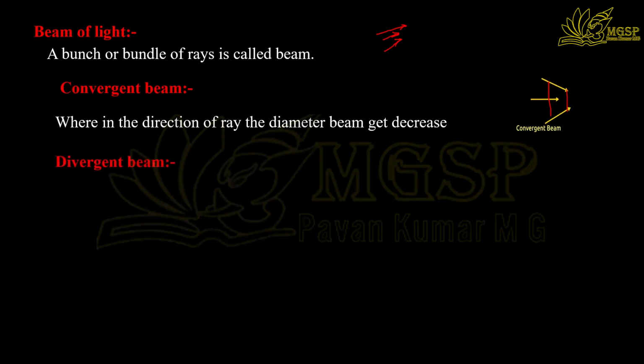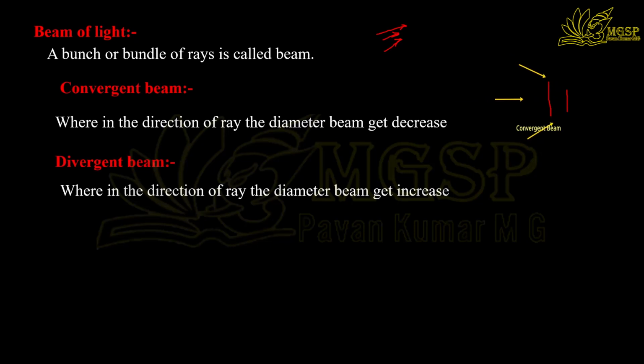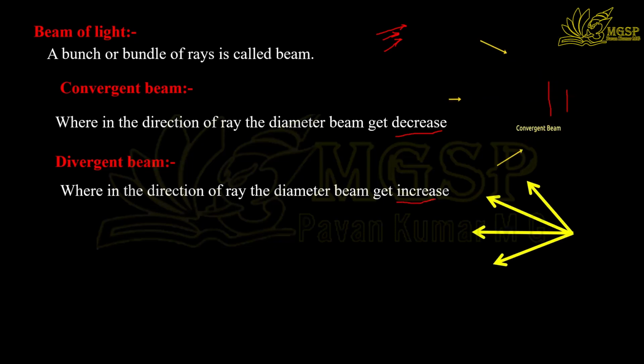Next is divergent beam, where in the direction of the rays the diameter of the beam increases. Here you need to remember it decreases in the case of convergent, it increases in the case of divergent. Let's see how it is. It is moving away. See here the diameter is less, and when it comes here its diameter is increasing.